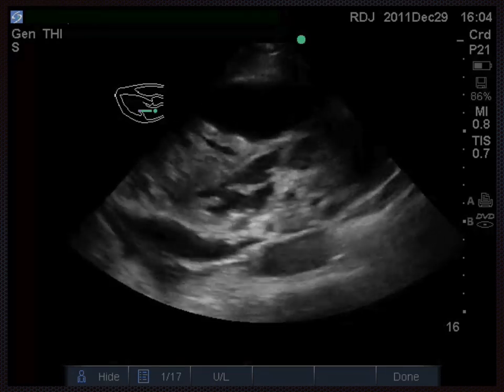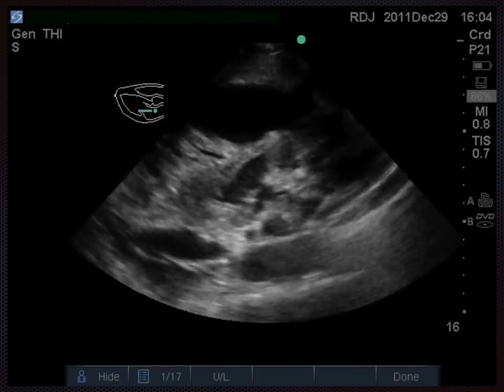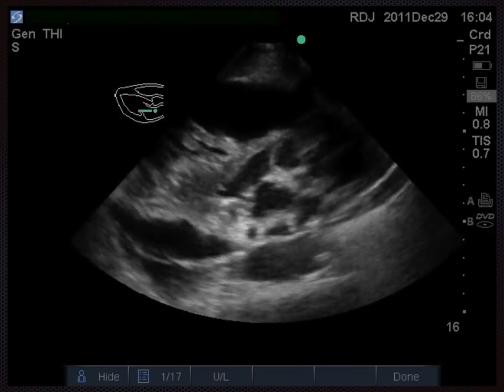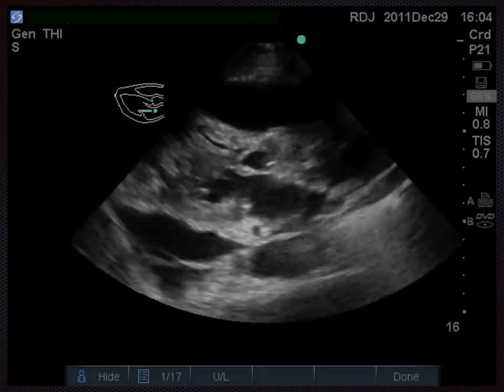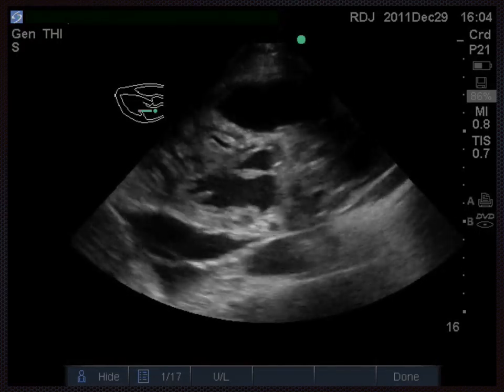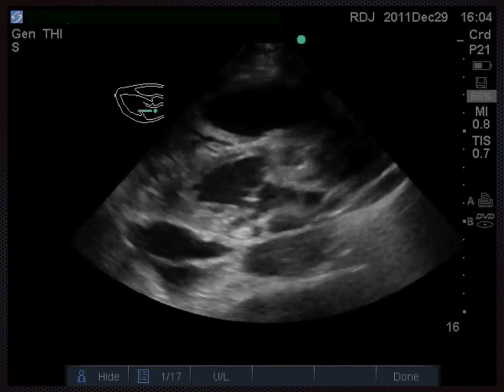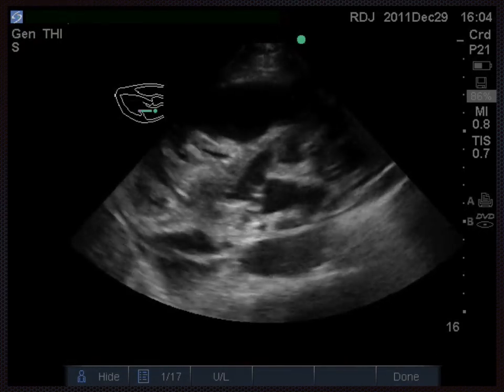Okay, so we know we've got some fluid. Let's move on now to G for gradients. So what valves can we see? Well, we can see the mitral valve, and when we were looking earlier, we can see it's actually flipping up and touching the septal wall.